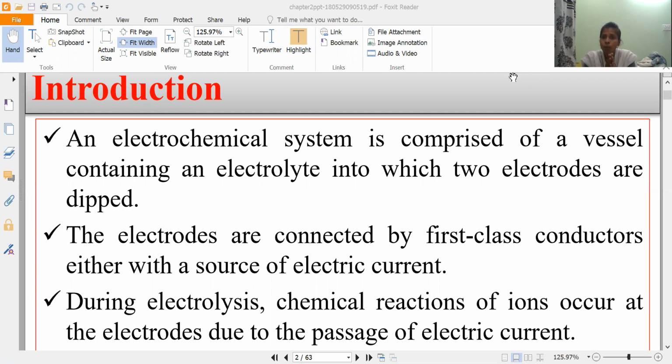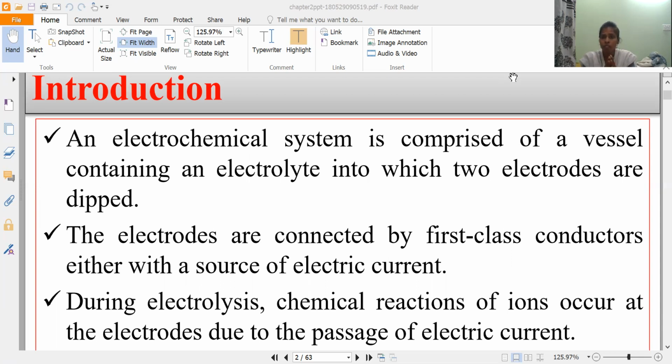So today we are going to see the types of cells. How many types of electrochemical cells do we have in electrochemistry? Totally we have two types of electrochemical cells on the basis of conversion of energies. I already explained in the starting class of electrochemistry that electrochemistry deals with the interconversion of two energies: electrical energy to chemical energy and chemical energy to electrical energy.